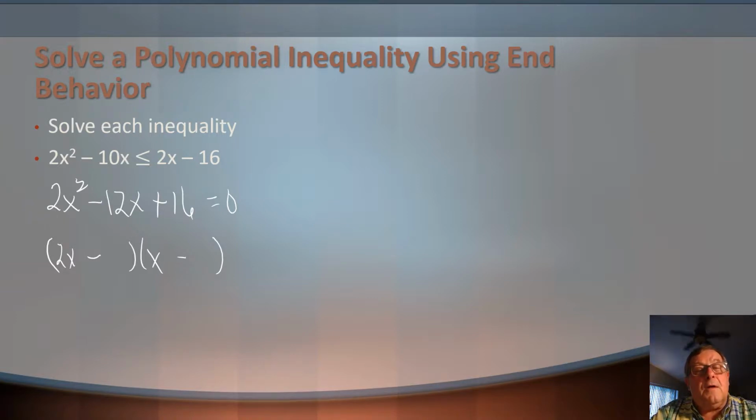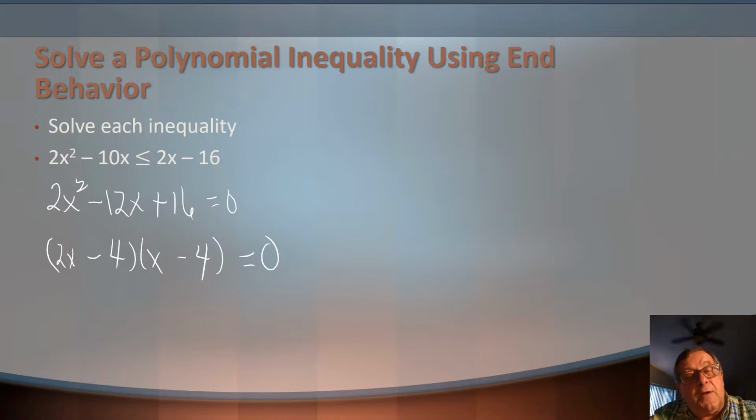Then I need two numbers that multiply to 16 and add to negative 12, with one of my x coefficients being 2. I'm going to try 4 and 4. I ought to put equal to 0 there. Let's see: 2x squared, negative 8x, negative 4x, that's negative 12x, and then negative 4 times negative 4 is positive 16. Okay, that looks good.